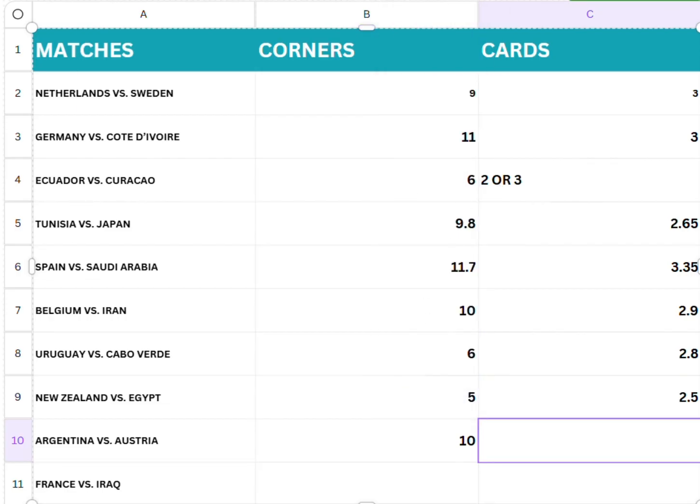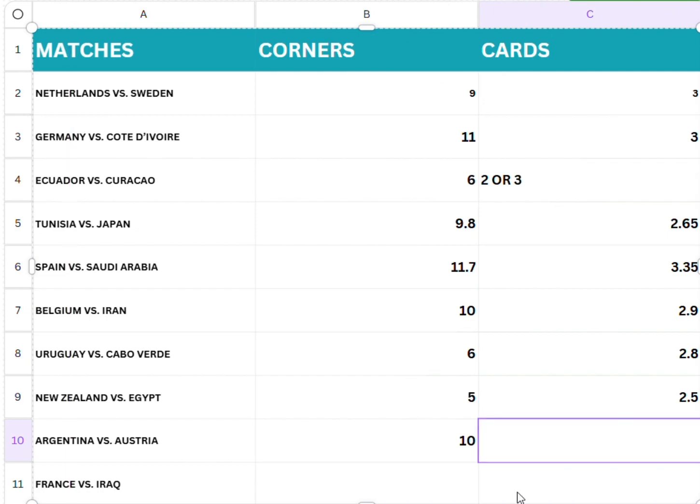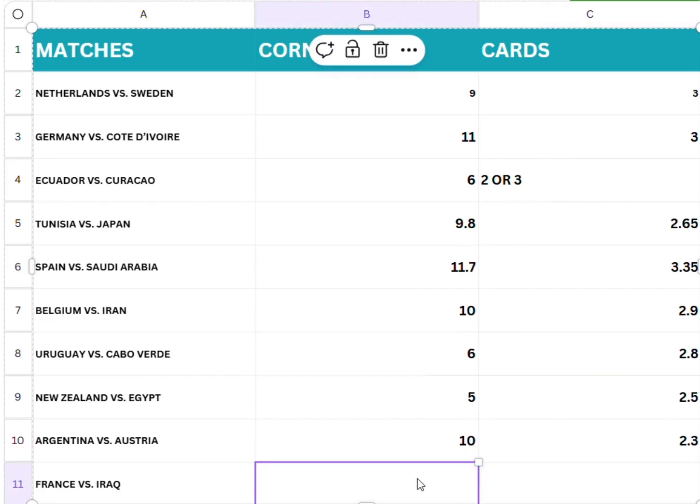Now for cards. The average cards in a match for Argentina is 3.6, and the average cards for Austria in a match is 1. 3.6 plus 1 is 4.6. 4.6 divided by 2 is 2.3. So chances are we are seeing only 2 cards here. But I'm almost certain it should be more than that. So we're seeing at least 2.3 cards here.